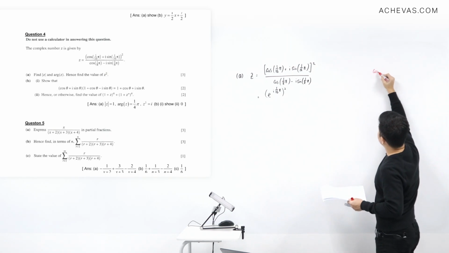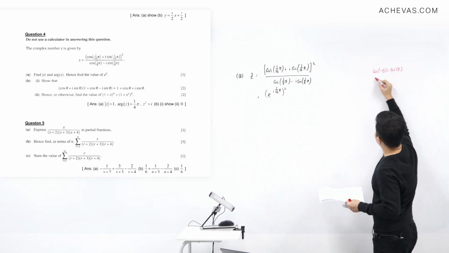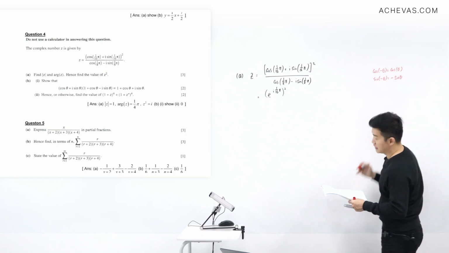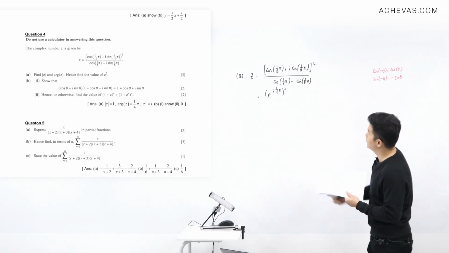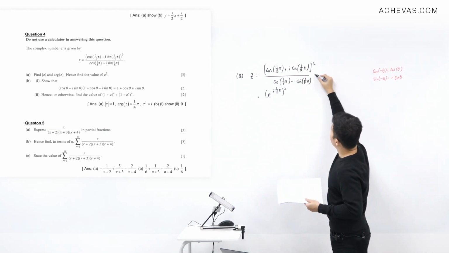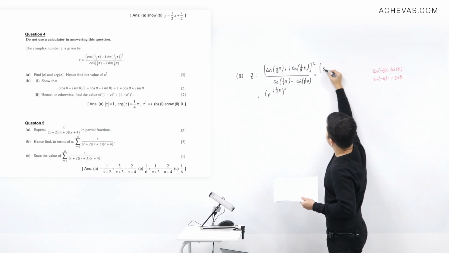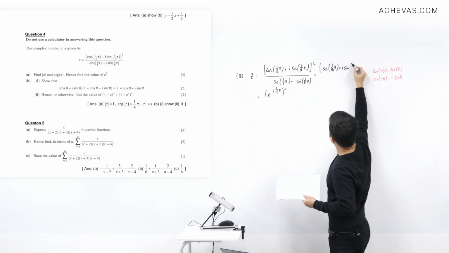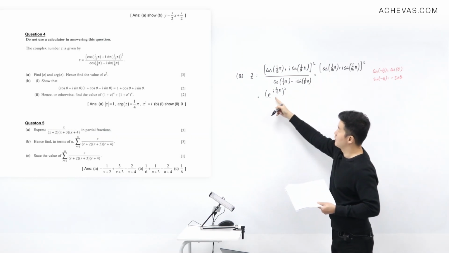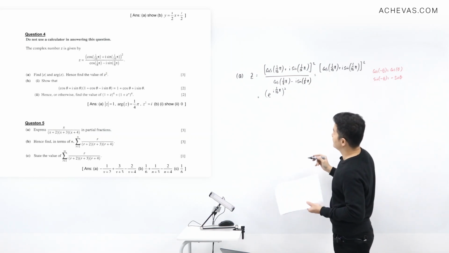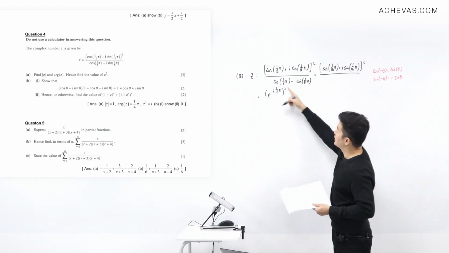One is this: cosine of minus theta is the same as cosine theta. The other one is sine of minus theta is minus sine of theta. I'm going to make use of these two to apply to this and this. So for the numerator, it is going to remain the same. Let me just recopy this here: cosine of 1 over 16 pi plus i sine of 1 over 16 pi, then squared, because this is going to be converted to e to the power of i 1 over 16 pi. So that is no problem.